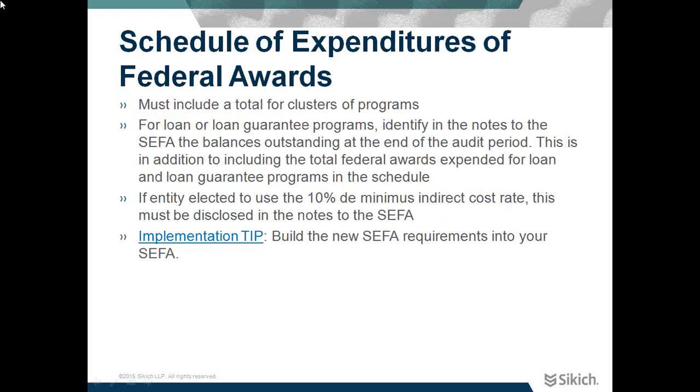Changes to your SEFA, Schedule of Expenditures of Federal Awards. Your SEFA now must include a total for clusters of programs, and that includes both pass-through entities and direct awards. So if you've got a pass-through entity, you've got to combine it with your direct award to come up with the total for the cluster.